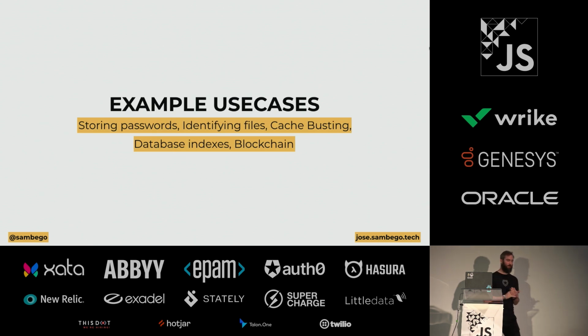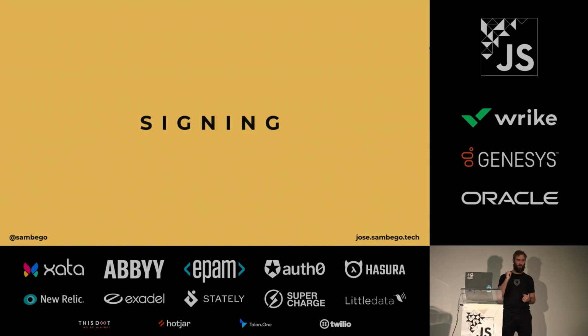And some example use cases. When you store passwords, you don't store them in plain text. Please don't store them in plain text. You usually do a lot of things with them. You might salt them, but you probably also use a hashing algorithm or a keyed hashing algorithm to store them in your databases. But you can also do things like identifying files, cache busting, database indexes, and even things in blockchain use hashes. Cool. That was a real short overview of hashes and keyed hashes.